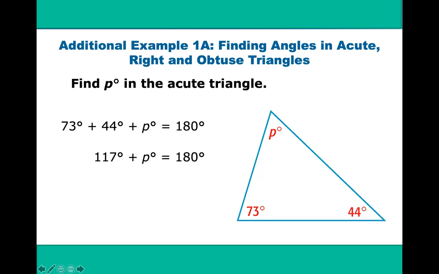We can then go ahead and add your 73 and 44, which would give you 117. Add that to p, and we now have a one-step equation. So we should know what to do in order to get this p by itself, which is to subtract both sides by 117 degrees. Once we do that, that will give us our answer of p is 63 degrees. If we were to add 63 plus 73 plus 44, the way to check that would be to make sure that that is 180 degrees.